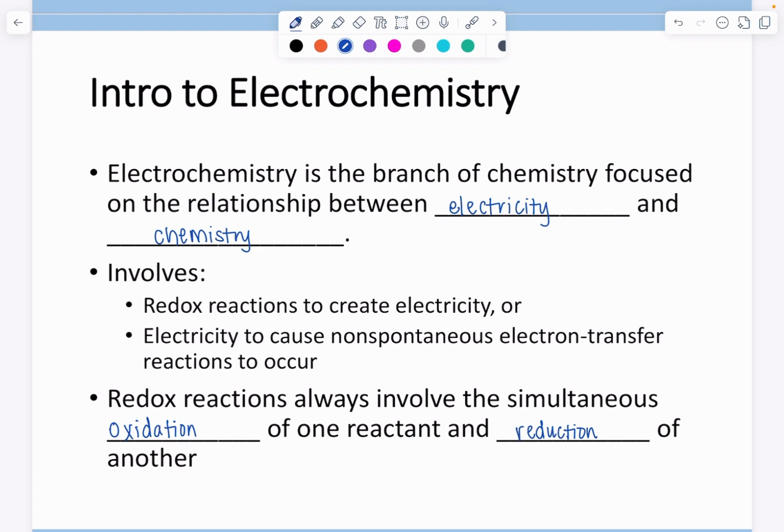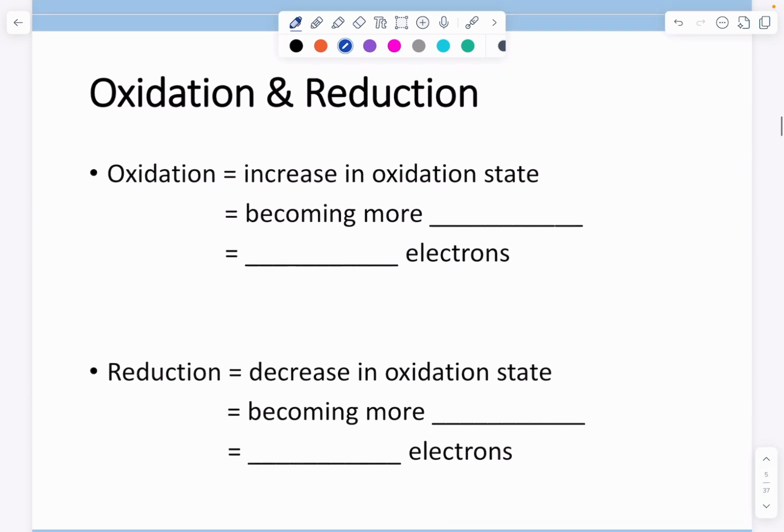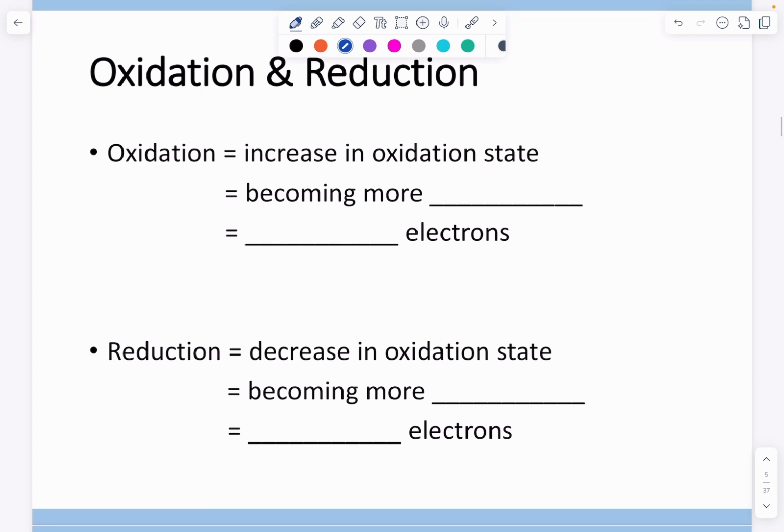Okay, so a bit of an intro and review. Let's talk about what oxidation and reduction is. Oxidation is the increase in oxidation state. So that's what we mean by oxidation. If something increases in oxidation state, it has been oxidized. This means its oxidation state becomes more positive. And this happens by losing electrons. Remember, electrons are negatively charged, so if something loses electrons, it will become more positive.